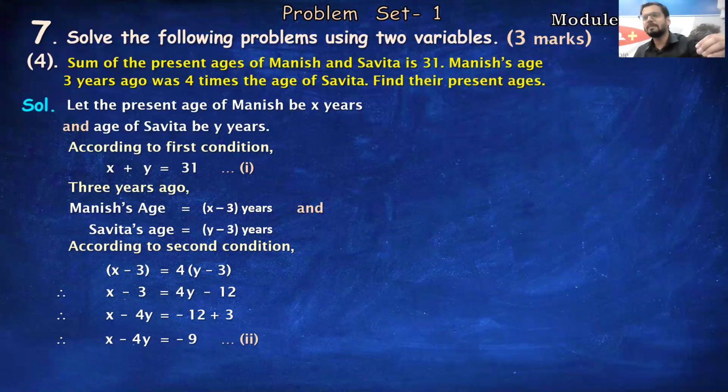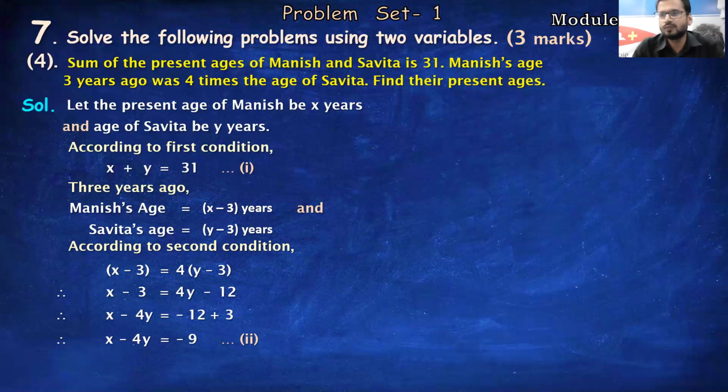Rest of the solving part is quite easy. If you have decided to eliminate y, then you have to multiply equation number 1 with 4 and then you can add the two equations. If you have decided to eliminate x, you can directly subtract the two equations and get the answer of x and y. Quite simple.